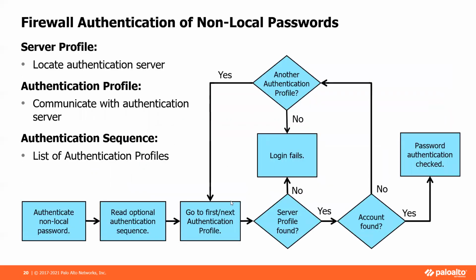When we work with authentication profiles, we'll authenticate with a non-local password. We'll read the optional sequence, go to the first authentication profile. If we match it, great. If it does, then is the account found? Yes, then we can go ahead and just check it. Simple flow chart on how we use non-local passwords.